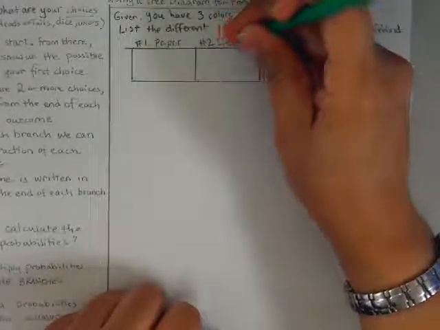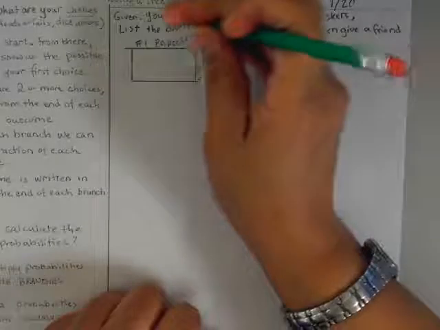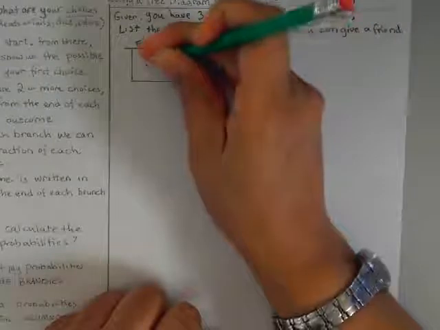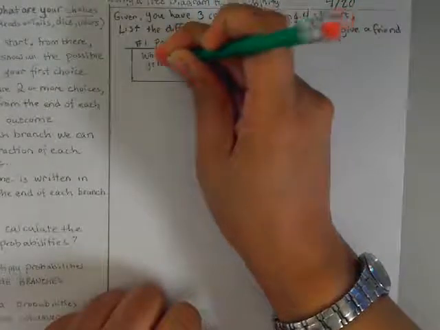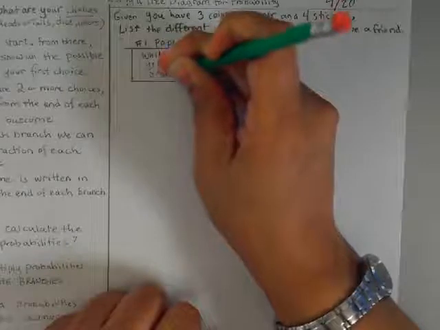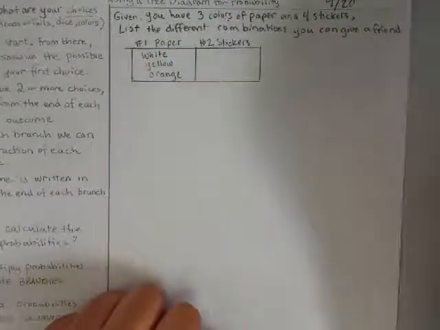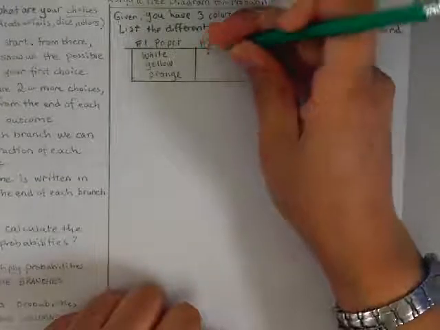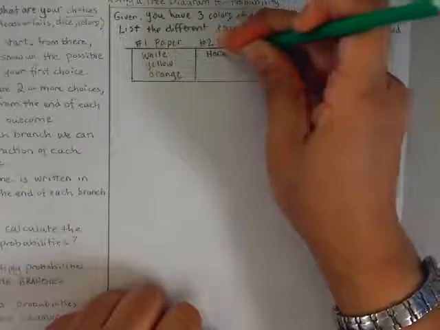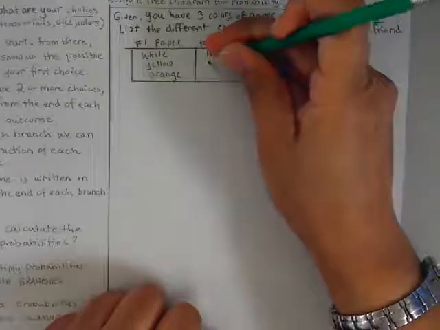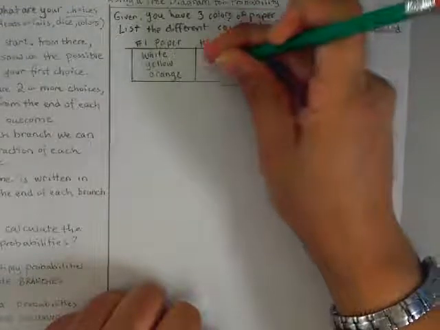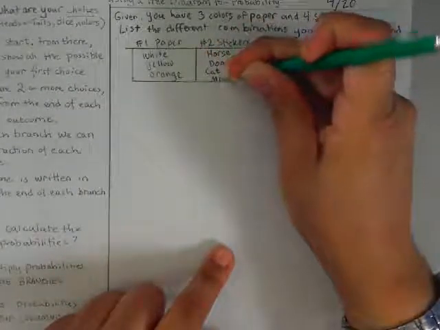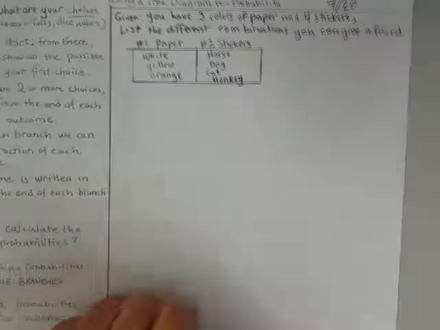I'm going to go ahead and give those to you. For the colors of paper, I would like to have a white piece of paper, a yellow piece of paper, and an orange piece of paper. For our stickers, how about a horsey? A horse sticker. How about a dog sticker? A cat sticker? And a monkey sticker.